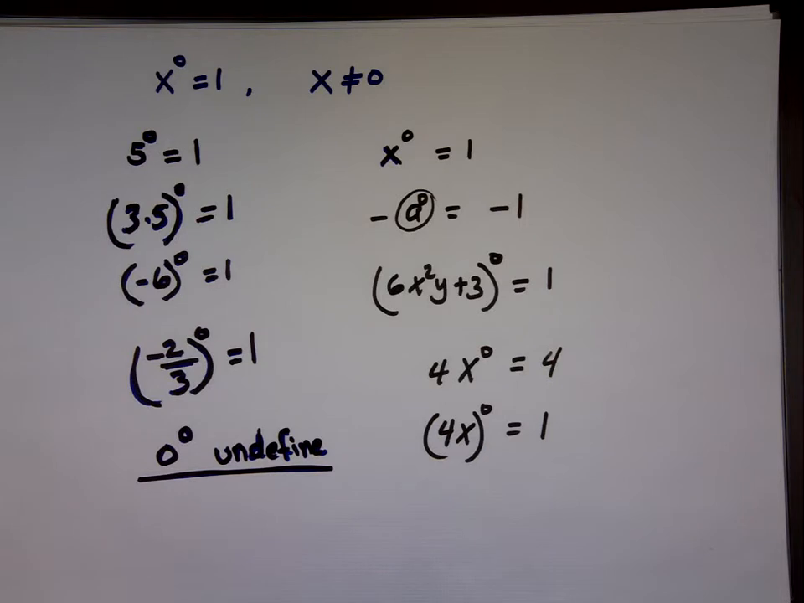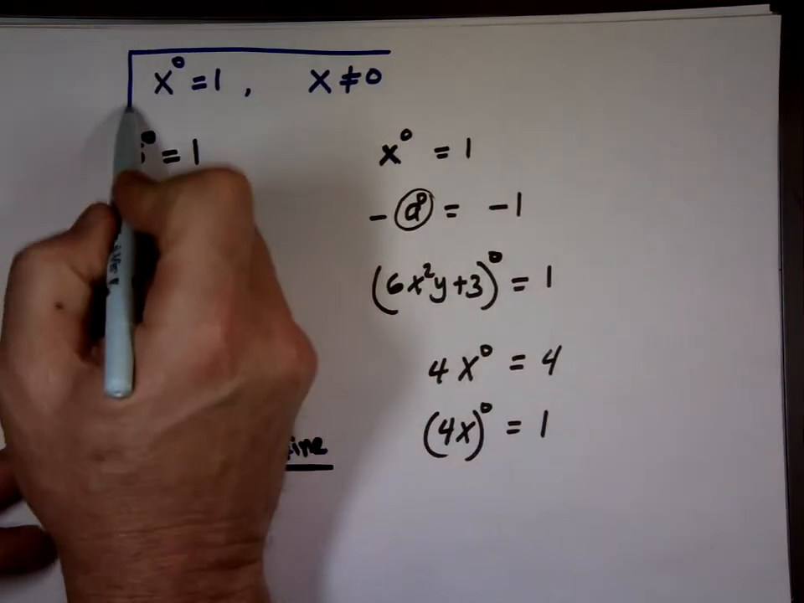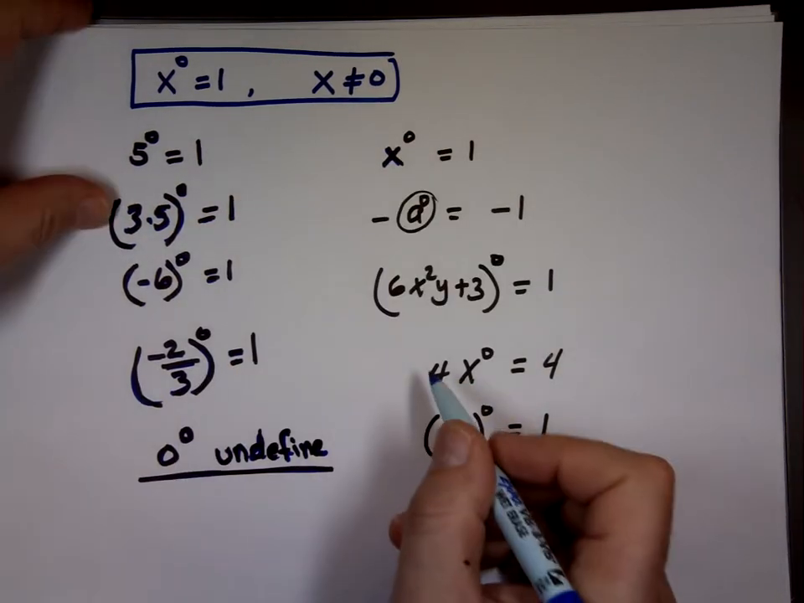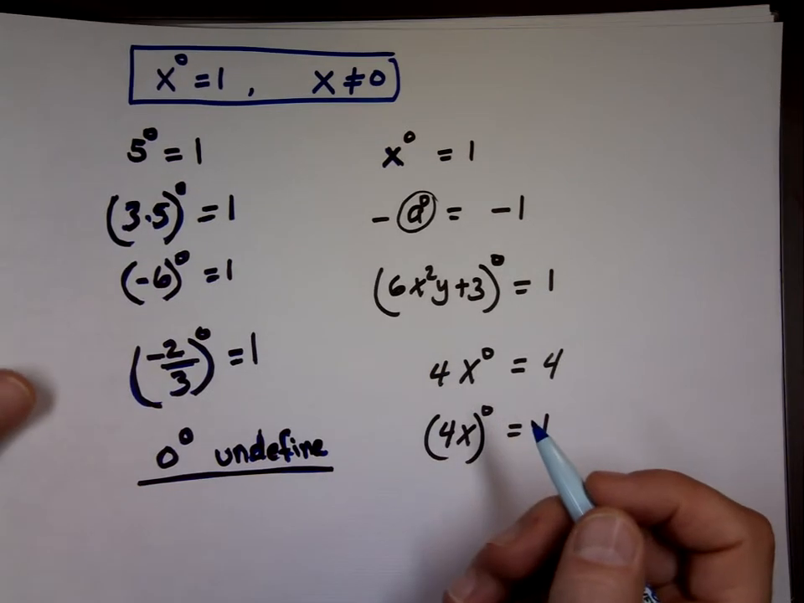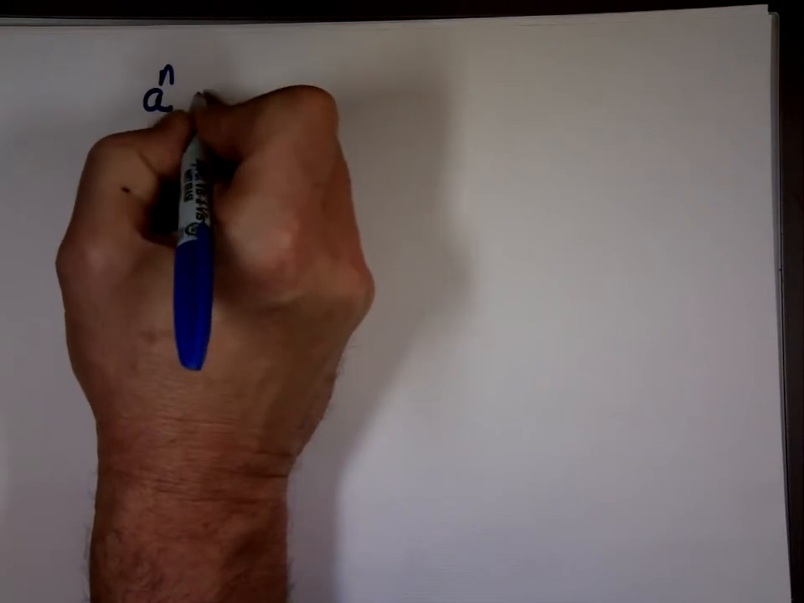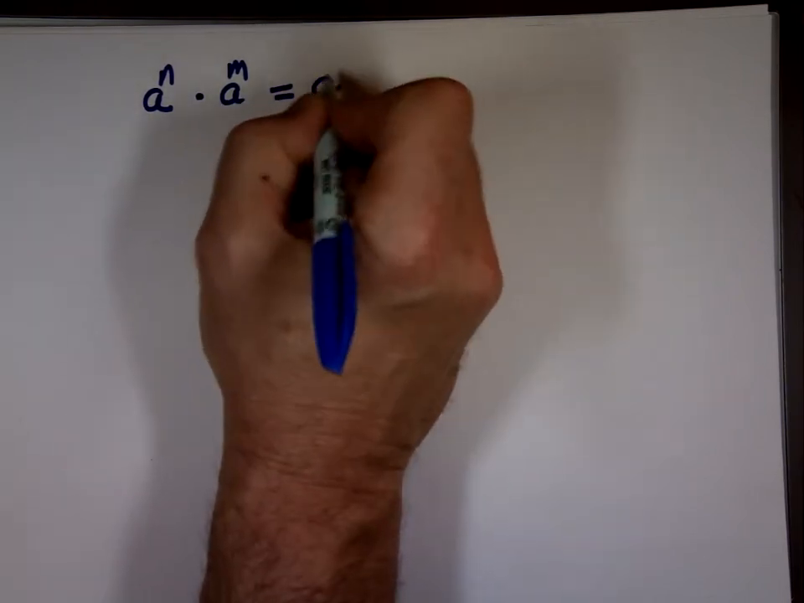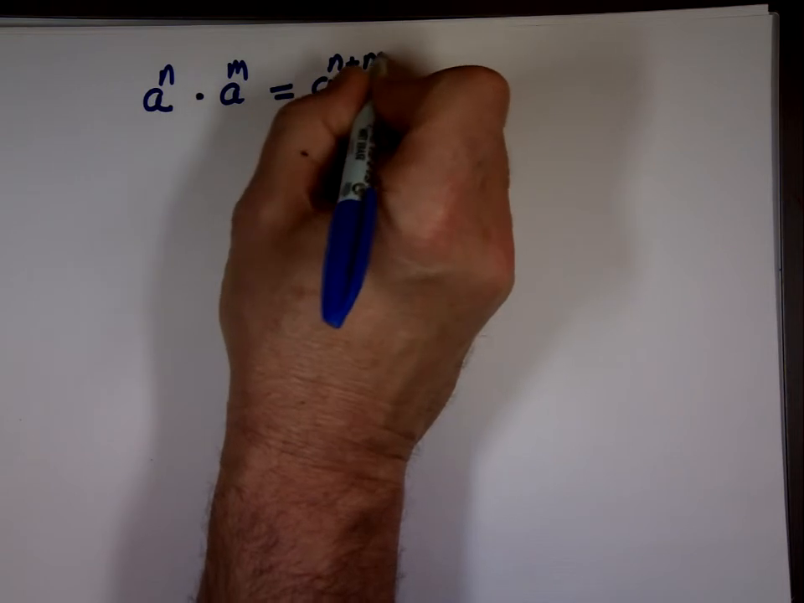Let's look at rule number 3. It's called the product rule, multiplications. That would be considered multiplication, right? The 4x to the 0, yep, that's a multiplication, 4 times. If there are no operations, it's always multiplication. The next rule says if you're multiplying two numbers with the same base, a to the n times a to the m, the answer is a to the n plus m. You add the exponents.